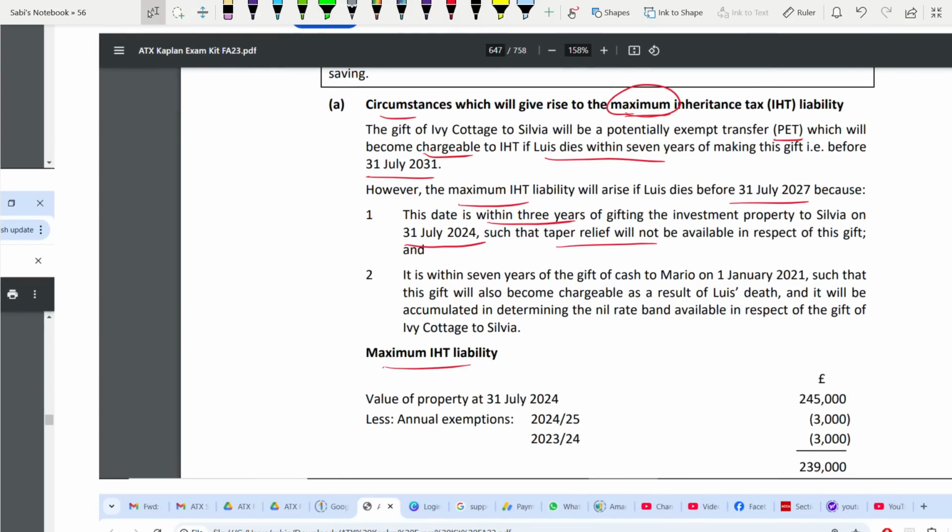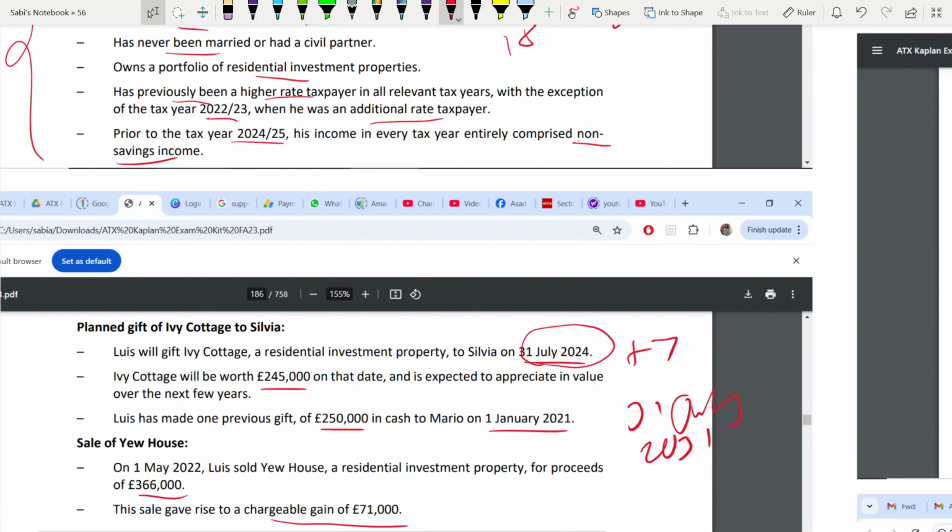And in this case, remember they have given a gift on this date, a cash gift. So this is within 7 years. Because this is within 7 years, this gift will also become chargeable when Louis is dying, because Louis is dying within 7 years from this date. And this will be accumulated in determining your nil rate band also. So you are not going to get the full nil rate band. How much? It's 250. So from 325, 250 will be utilized for just this cash gift. Then the remaining will be utilized against this 245 cottage.